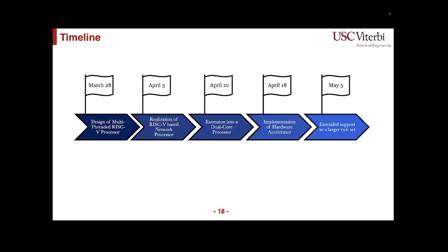Now, this is our timeline. Our project spanned over 5 phases. We started out by designing a RISC-V multi-threaded processor. Phase 2 focused on building the network processor on top of the RISC-V processor. Then we extended it to a dual-core processor. The last 2 phases focused on designing a hardware accelerator and building the rule set.